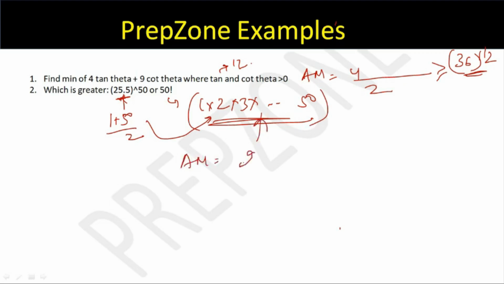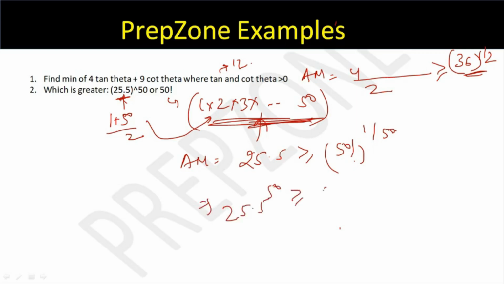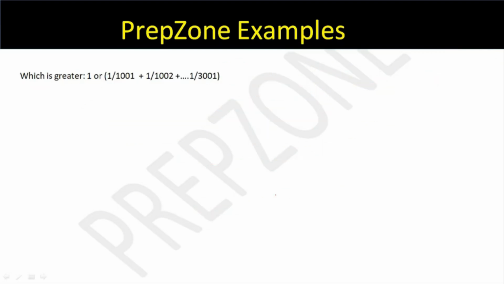So if you have these 50 numbers, the arithmetic mean of this is 25.5, which has to be greater than or equal to the GM. What is the GM? The multiplication of these, which is 50 factorial, to the power 1 by 50. This is the GM. If this is the GM, you just cross multiply, which means 25.5 to the power 50 has to be greater than or equal to 50 factorial. So which is greater? It is greater only, right? Equality will not come here because the numbers are not equal. So this is always greater than 50 factorial.